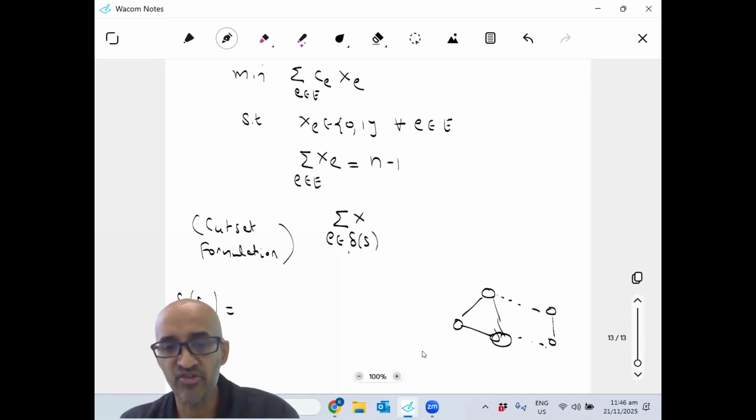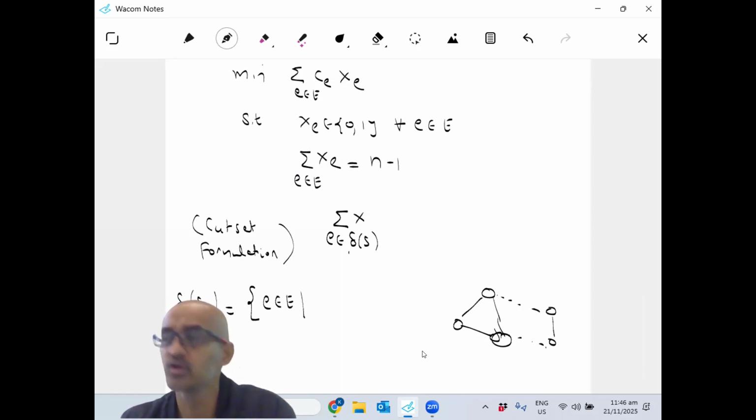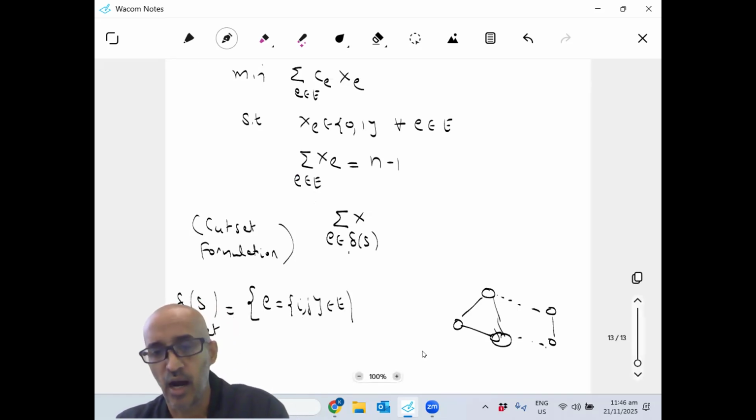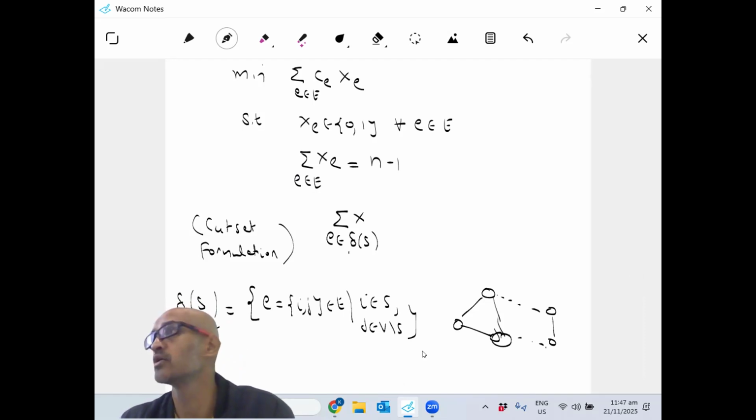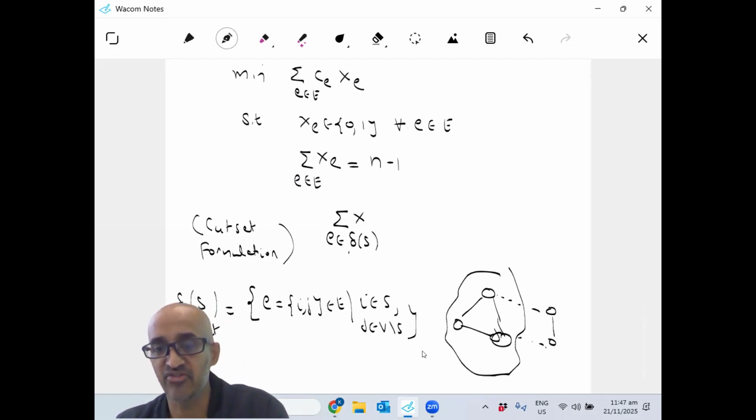So if I take a set of nodes S, it's all the edges in the graph such that i lies in S and j does not lie in S. So if you look at, let's say, this is a set S, and let's say these are edges which are there in my original graph. These two edges form my delta of S.